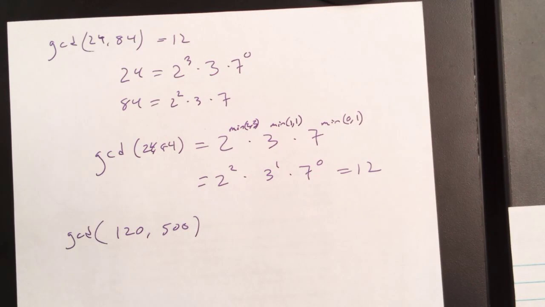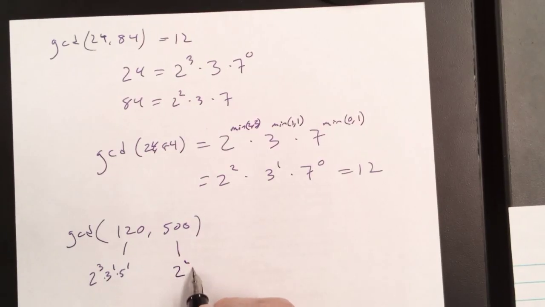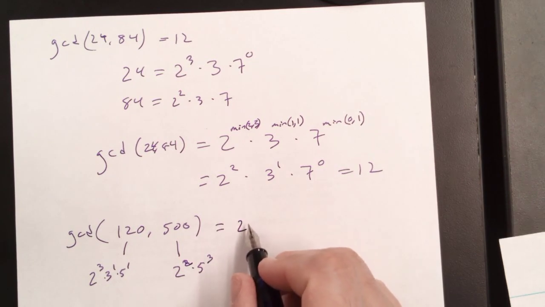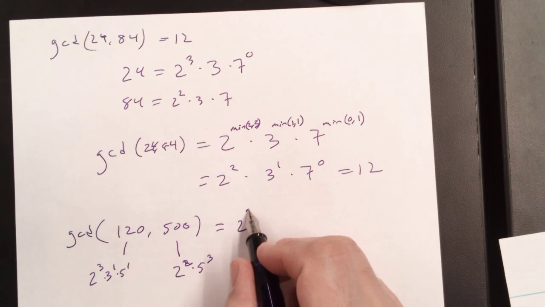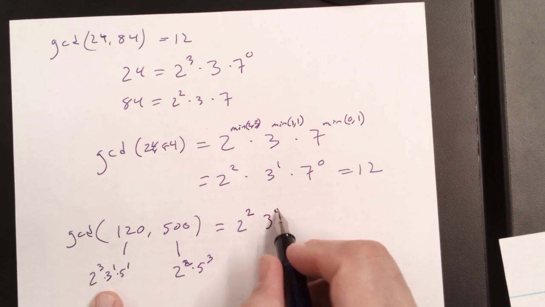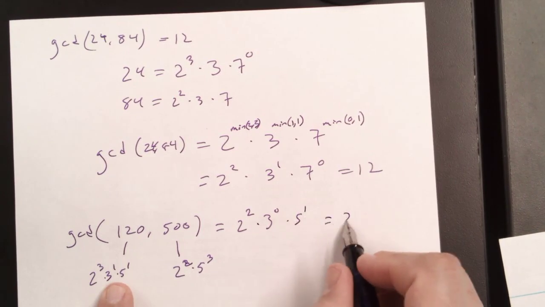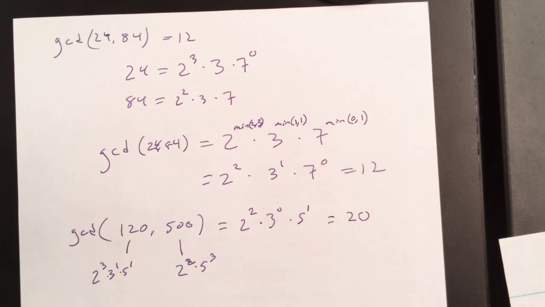2 cubed times 3 to the first times 5. 500 is 5 times 100, but we already know 100. 100 was 2 squared, 5 squared. I get another 5, so that's 2 squared, 5 cubed. My greatest common divisor then is 2 smaller power squared, 3 smaller power 0, and 5 smaller power 1. My greatest common divisor is 20. Poof!